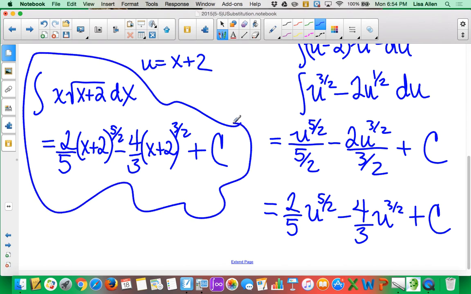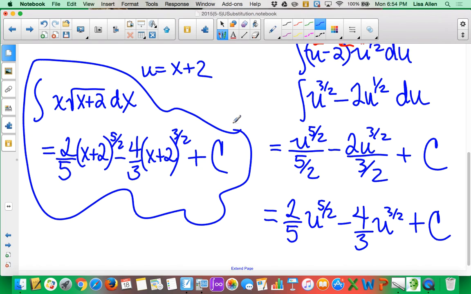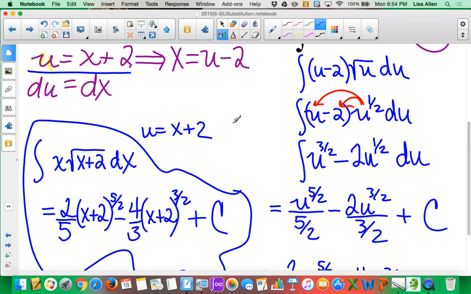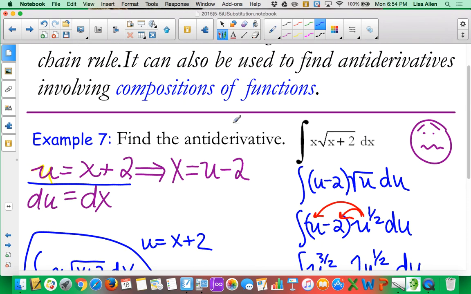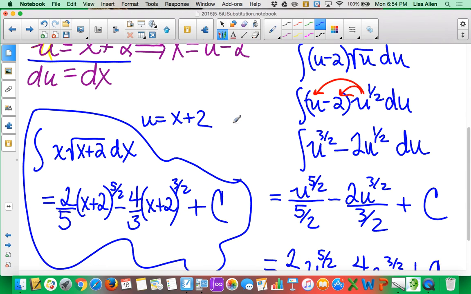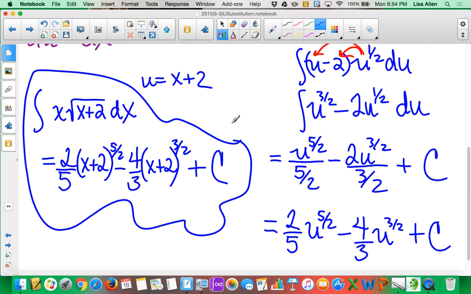So you see, it works very much like undoing the chain rule, but in this case, we used U-substitution with just a composition of functions that was not just chain rule or undoing the chain rule. So we have our answer.